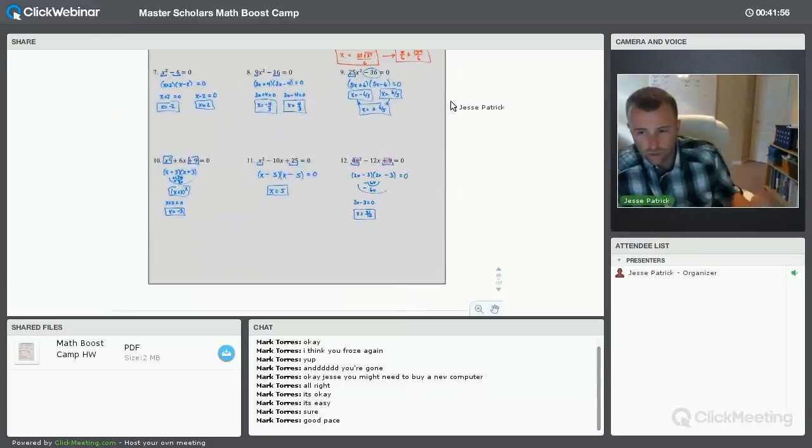Okay, and that's basically solving quadratics. Again, it sounds like, Mark, you're pretty good at that, which is great, because I have a bunch of these. So if you know how to do it, you're good.